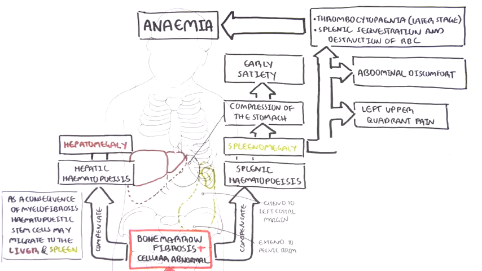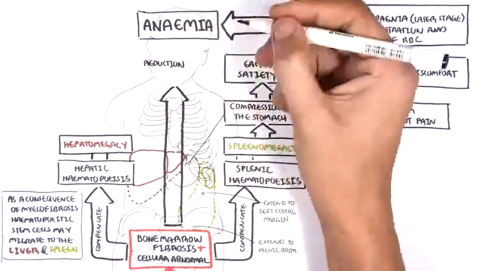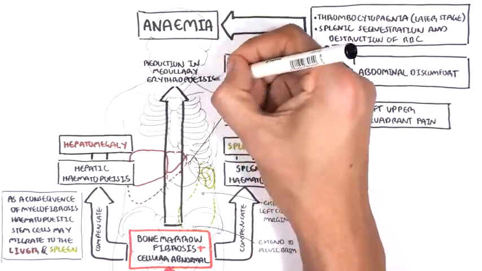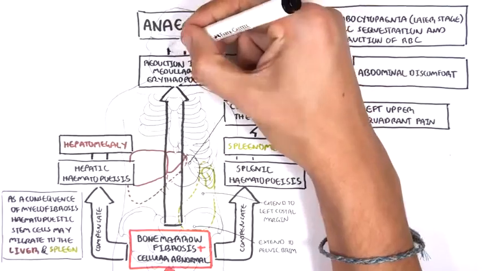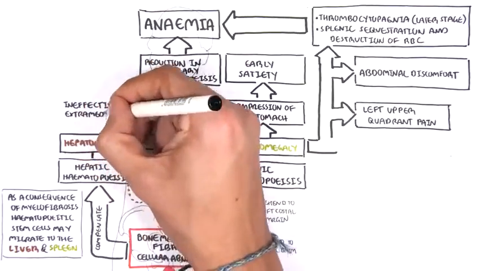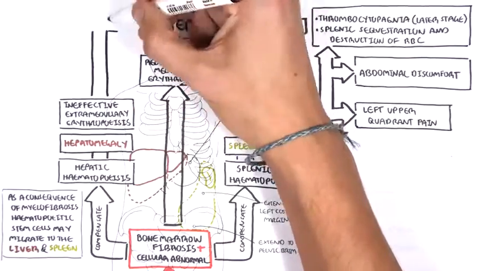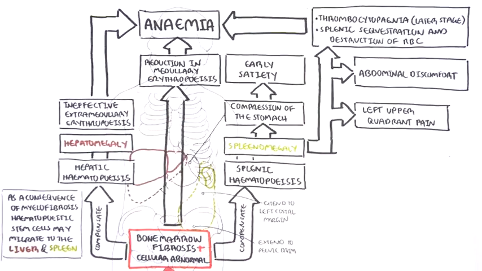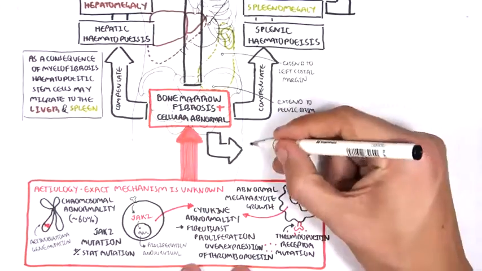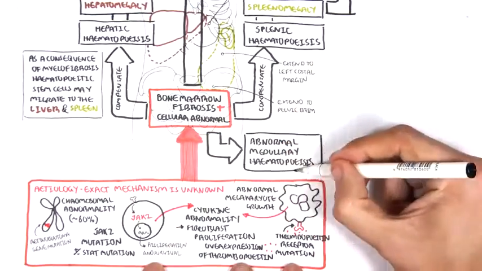But there are actually many other causes of anemia in myelofibrosis. For example, the bone marrow fibrosis and cellular abnormality can lead to reduction in medullary erythropoiesis, which can contribute to anemia. Further, the extramedullary hematopoiesis can be ineffective and not produce enough red blood cells, and this will subsequently contribute to anemia. Going back to the bone marrow fibrosis, as mentioned, you get abnormal medullary hematopoiesis, which contributes to anemia.